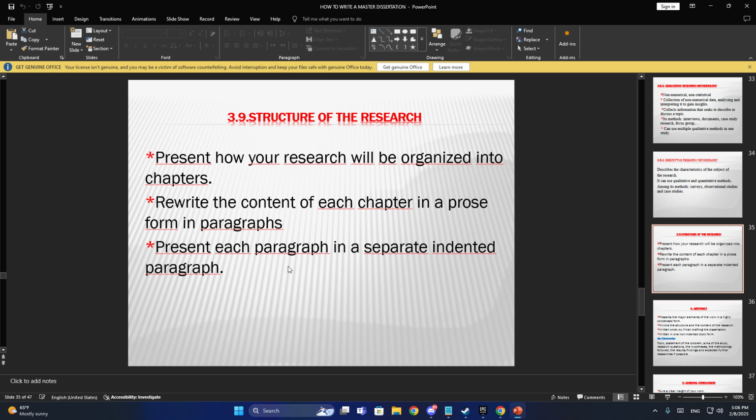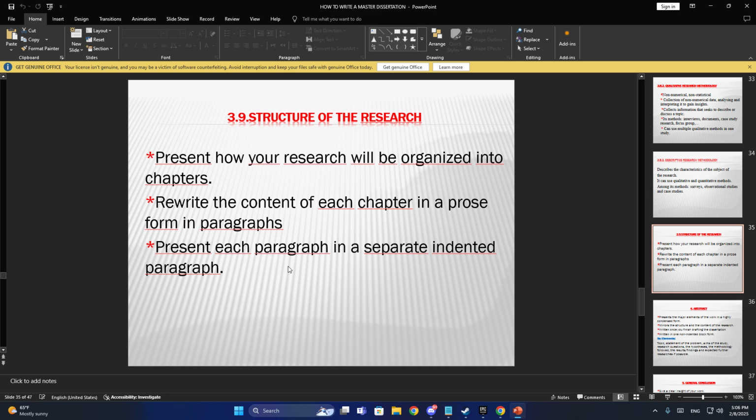The next element is what we call the structure of the research. Here you are going to present your research. It means the different parts of your research and what you are going to discuss, the main points of each chapter in your research. So you present how your research will be organized into chapters.